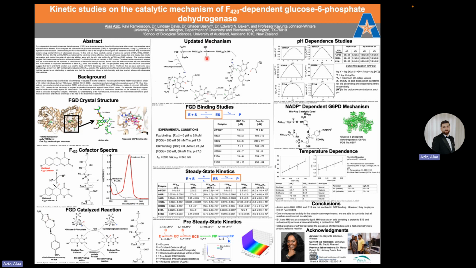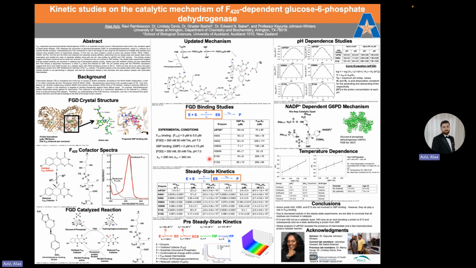Dr. Mercy Uyugi in our lab was able to update the mechanism. She studied the order of substrate addition. She determined F420 binds first, followed by glucose 6-phosphate. She also determined that glutamate 109 acts as the active site acid using pH profile. However, she wasn't able to determine the active site base that abstracts the proton from glucose 6-phosphate and facilitates the hydride transfer.